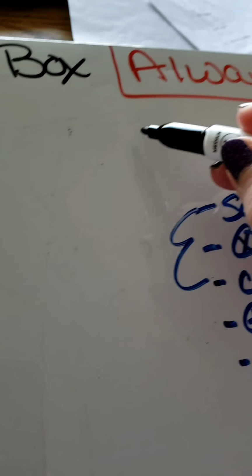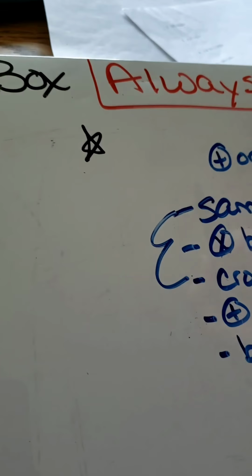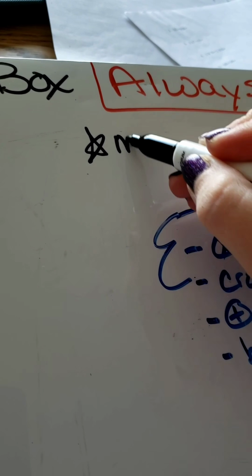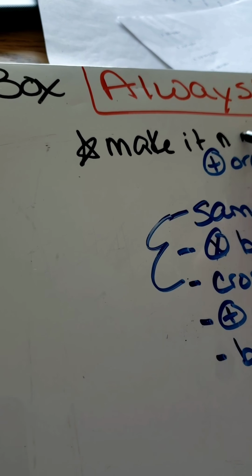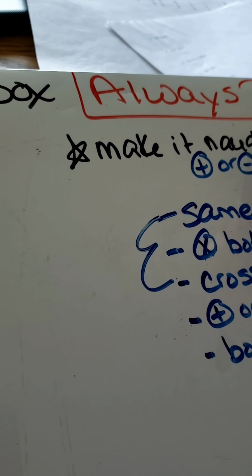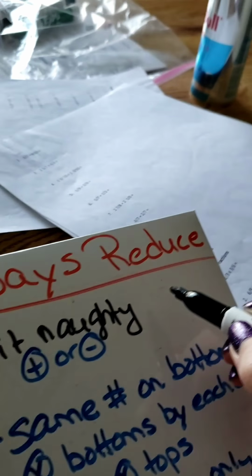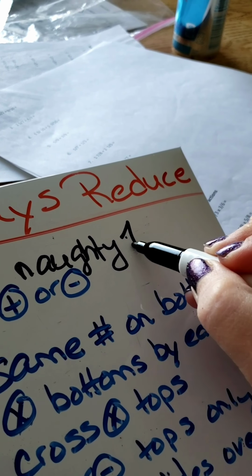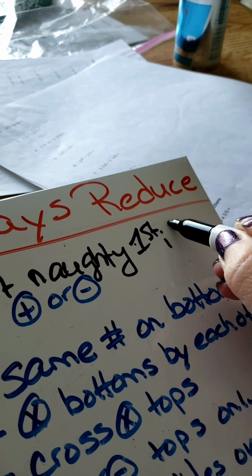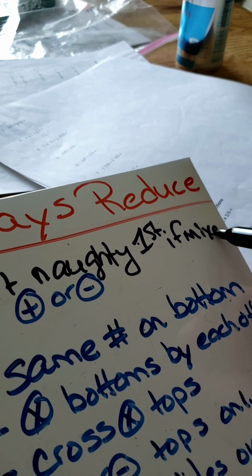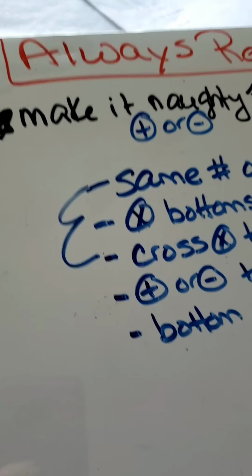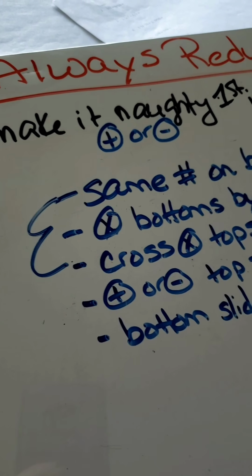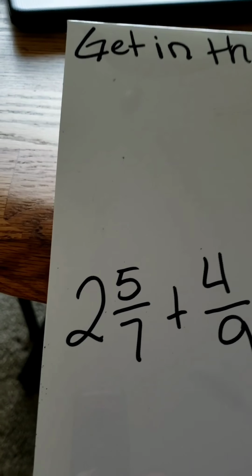So I'm going to put a little star up here, and I'm going to say, make it naughty first, if it's mixed. Okay, and then that's going to be like a big rule for all of the ones we do. We want to make it improper or make it naughty first before we can continue with this.